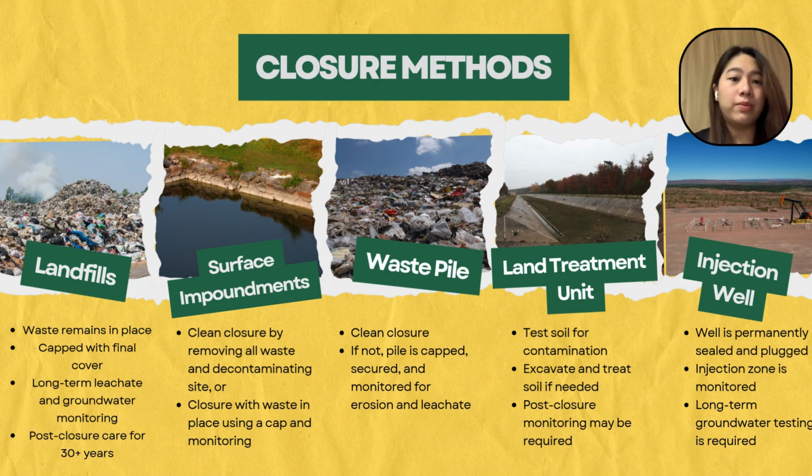For surface impoundments, there are two closure options. First is clean closure, where all liquid and sludge is removed and the site is decontaminated. Second is closure with waste in place, which requires stabilizing sludge, installing a cover or cap, and long-term monitoring of nearby groundwater. For waste piles, if all waste is removed, it can undergo clean closure since waste piles are only temporary. For land treatment units, units must stop waste application.